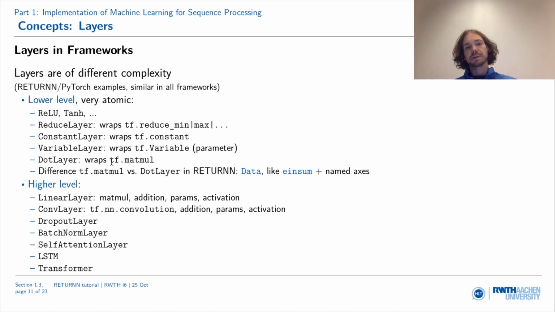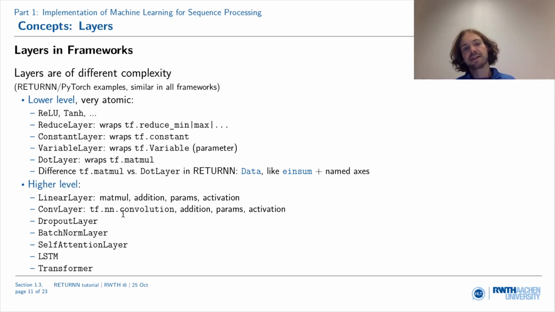To note the difference between tf.matmul versus the dot layer in RETURNN: this is a bit different from other frameworks like PyTorch, where you would directly call these, so there's maybe no need to have special layers wrapping these. But in RETURNN, as we have this data, it adds some more logic to it, which makes it actually simpler and more powerful. Because now we can specify using data which axis we want to reduce in this matrix multiplication. So it becomes more like einsum with named axes. This becomes much nicer and more elegant for matrix multiplication.